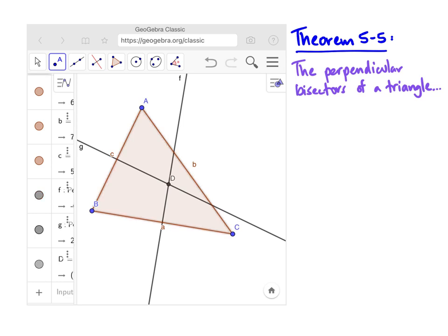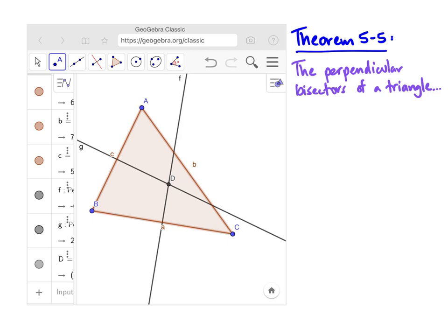Now it makes sense that those two objects would intersect. They're two lines. The lines are not parallel. So anytime two lines that are in one single plane are not parallel, that means they're going to intersect, right? So we expect those two perpendicular bisectors to intersect.